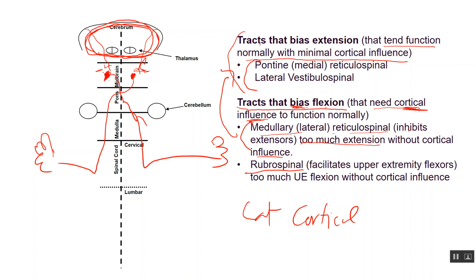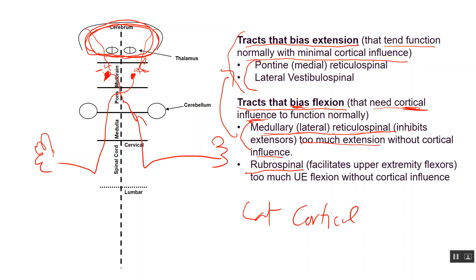All the rest of these tracts that bias extension don't require any influence from the cortex. They're going to just continue doing extension. But now this lateral medullary reticulospinal tract also is doing extension, because it lost some of its cortical influence. So you've got upper extremity flexion, then all the rest of those brainstem tracts are doing extension. So that's why you get upper extremity flexion, lower body and trunk extension, because that's how you've shifted the balance of these tracts, okay? That's decorticate rigidity.